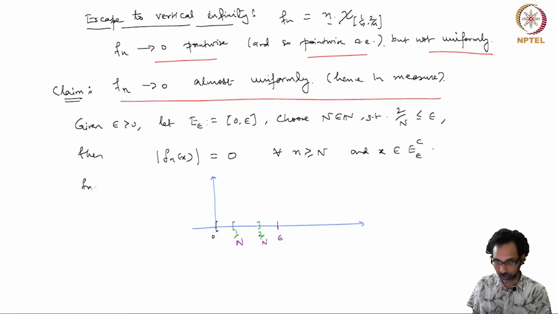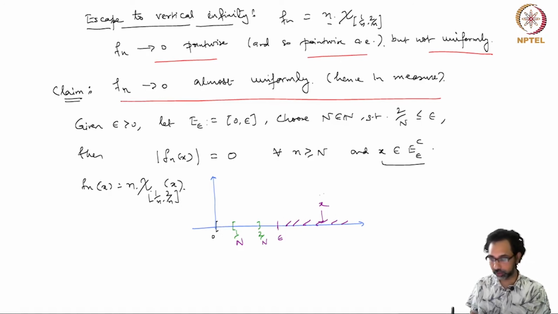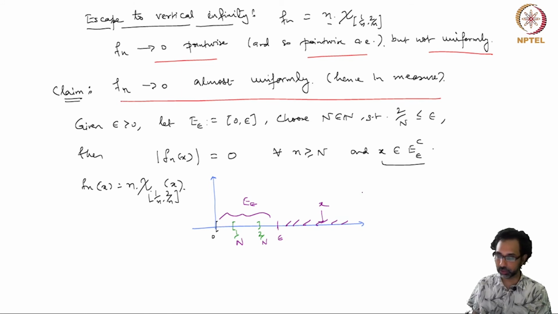Because Fn(x) is n times the indicator function of 1 over n, 2 over n, for any x outside this interval, so any x here in this region, the indicator function gives you the value 0, because your interval 1 over capital N, 2 over capital N is inside E epsilon. So this part is E epsilon. Outside E epsilon you are going to get 0, and this happens for all n large enough. So we see that this is almost uniform convergence, where our exceptional set can be chosen to be the interval 0 to epsilon, and so it also converges to 0 in measure, because almost uniform convergence implies measure convergence.